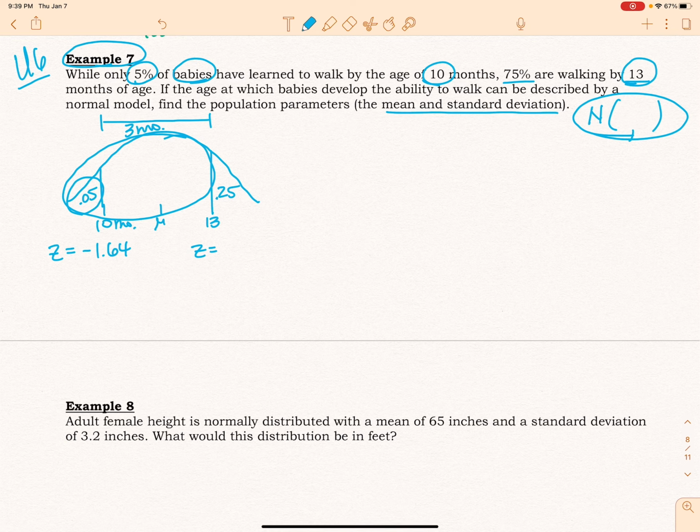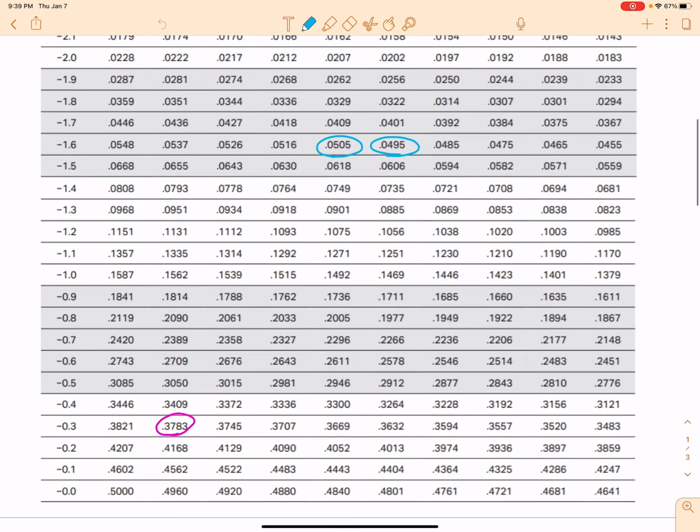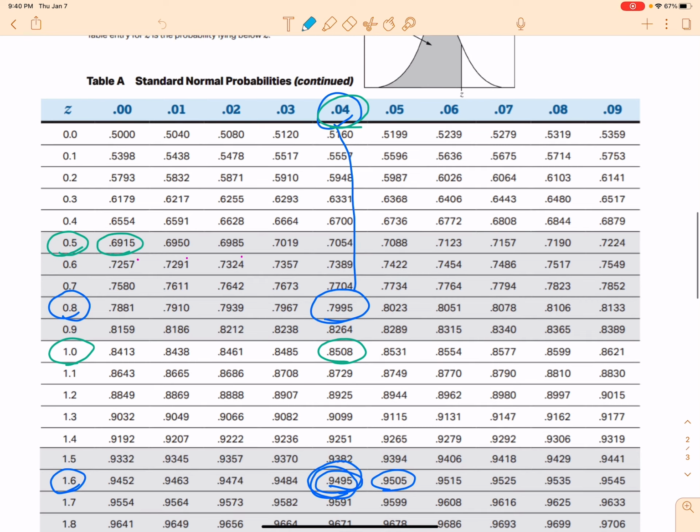and then at 75%, this one's going to be a positive value. The one closest to 75%, we've got this one. Okay, 0.7486, it's closer to 0.75 than this one right here. So we're going to go with 0.67.